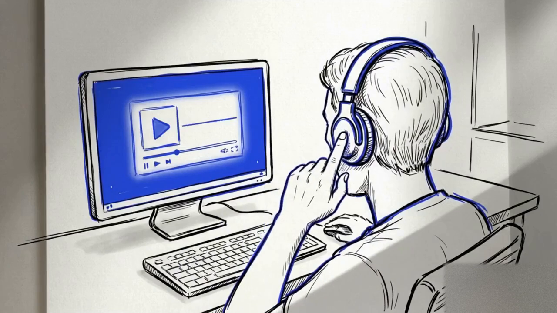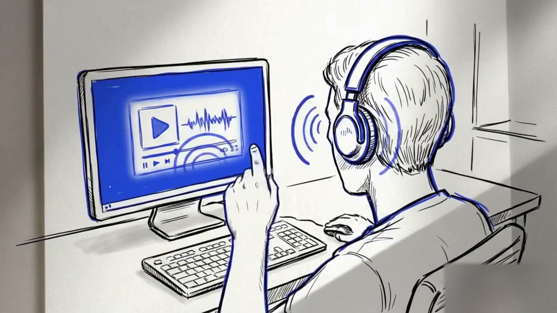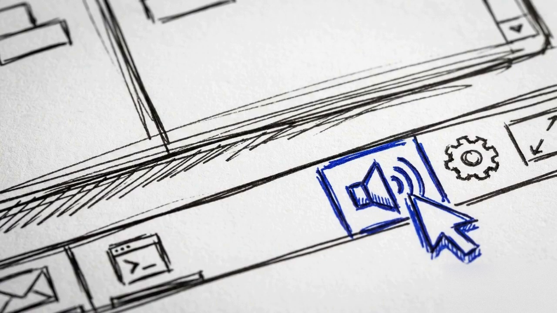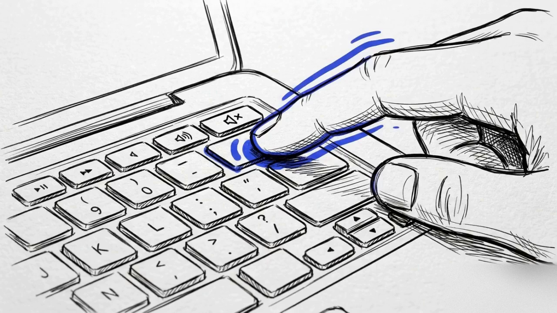You sit down at your computer, go to play a video, and realize there is absolutely no sound. When you hover your mouse over the speaker icon on your taskbar, you see a red X and a frustrating error message: no audio output device is installed. The problem usually goes deeper than a simple mute button.